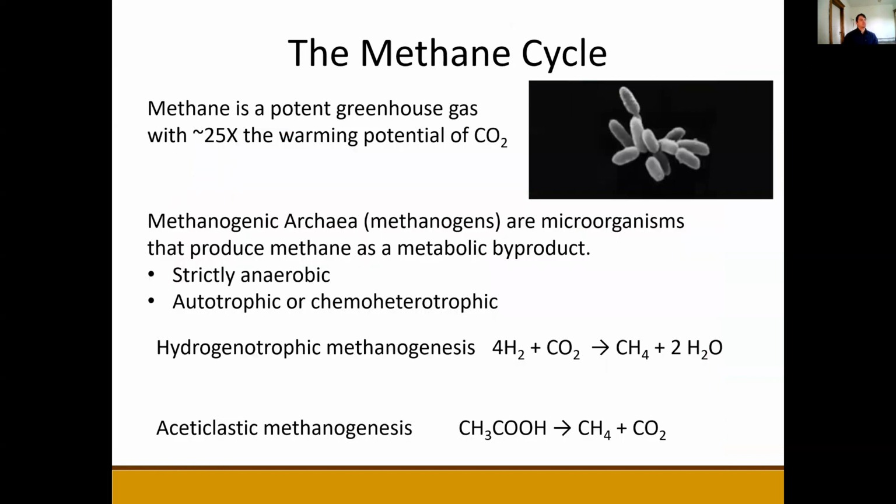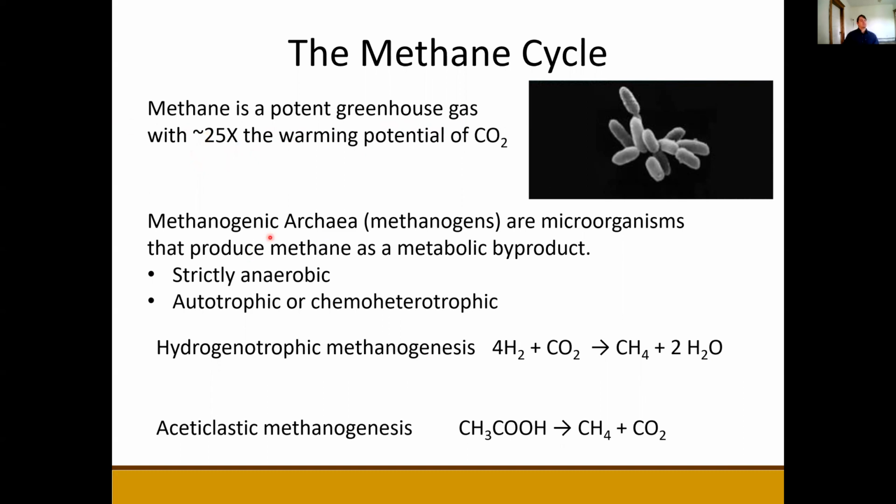Okay, so moving on to the methane cycle. The methane cycle actually forms part of the carbon cycle. And it's actually a pretty interesting aspect of the carbon cycle because it deals with CH4 or methane gas. And methane is a very, very potent greenhouse gas. It has 25 times, not percent, 25 times the warming potential of CO2. So it can really heat up the air a lot, which we'll get to.